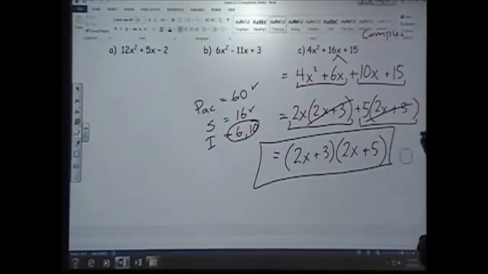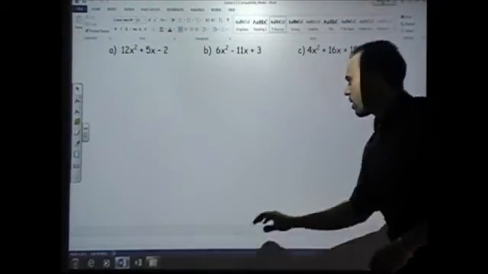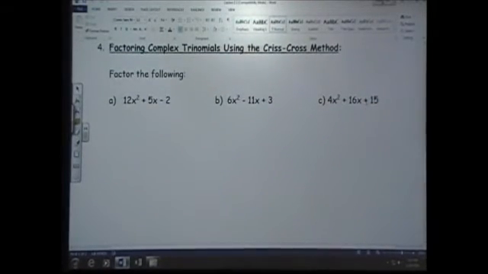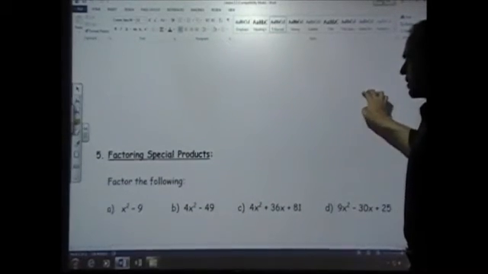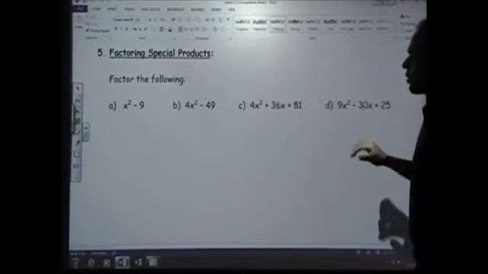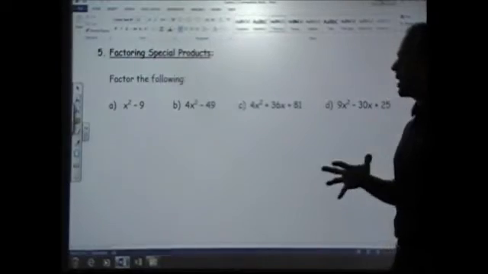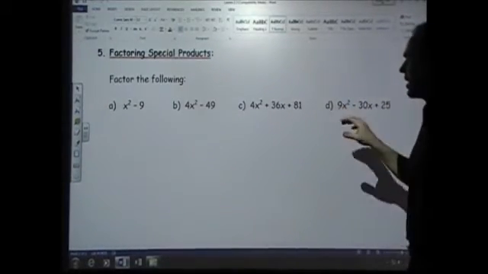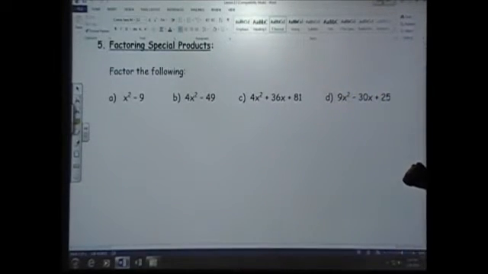So let's move on to some other factoring. Those are the big factoring problems. But then we got to factoring complex trinomials using the crisscross method. I'm going to come back to this in a later episode where I'll show you the crisscross method, so we'll skip that right now. You'll see the crisscross method works in a different way, but you get the exact same answer. So let's take a look at factoring special products.